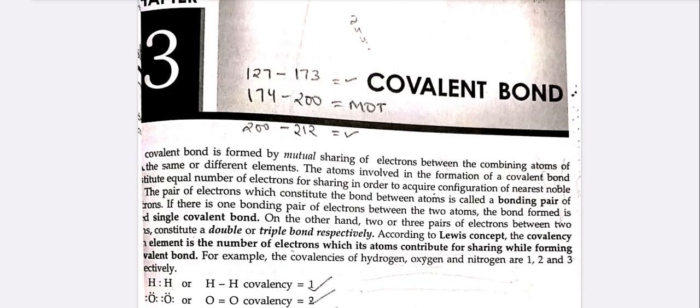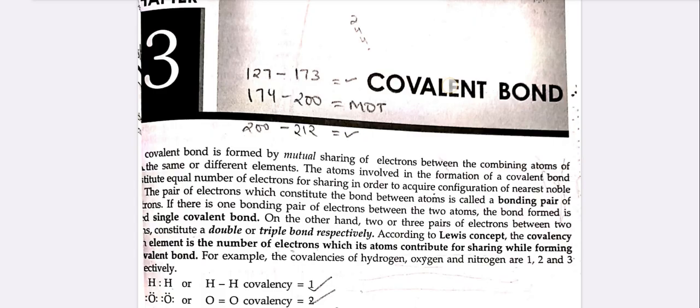It is an audio video lecture on covalent bonding. Covalent bond is formed by mutual sharing of electrons between the combining atoms of the same or different elements. The atoms involved in the formation of a covalent bond contribute equal number of electrons for sharing in order to acquire configuration of nearest noble gas.